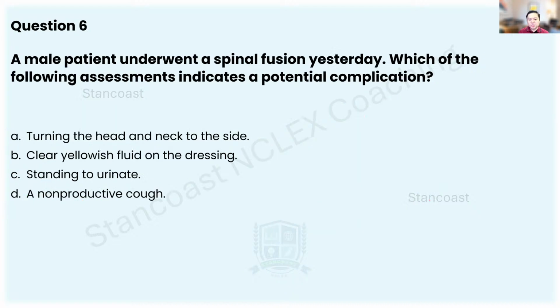So let's have number 6. A male patient underwent a spinal fusion yesterday. Which of the following assessments indicates a potential complication? Is it A, turning the head and neck to the side? Is it B, clear yellowish fluid on the dressing? Or C, standing to urinate? Or D, a non-productive cough?